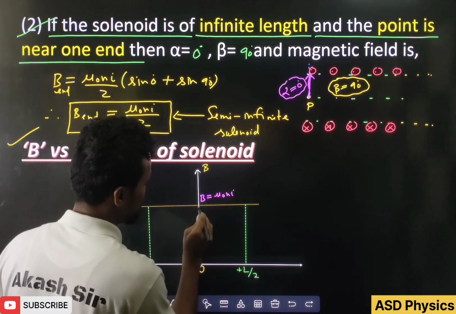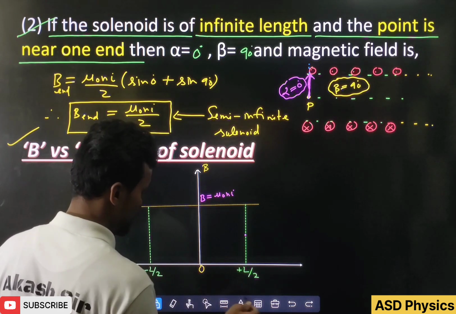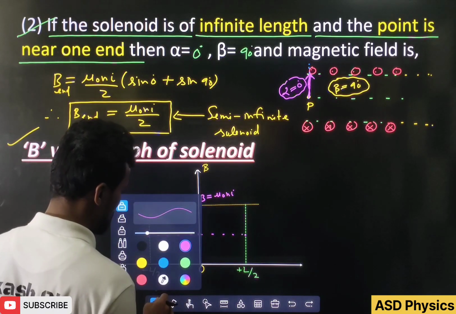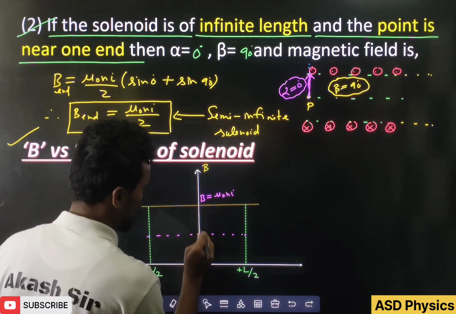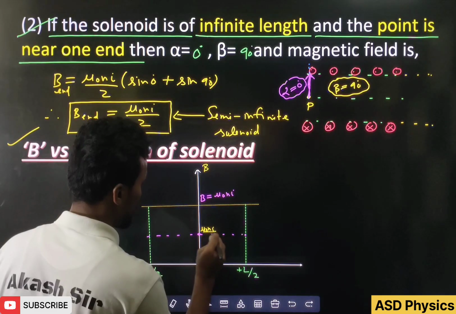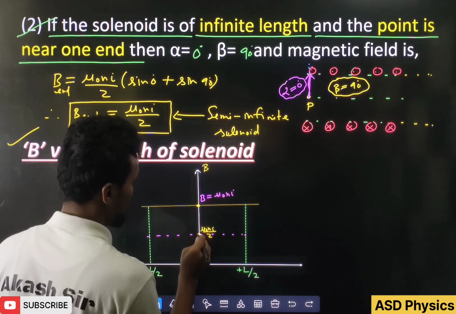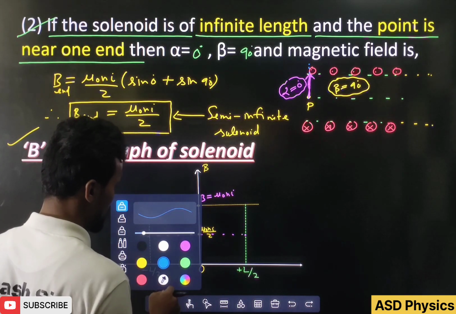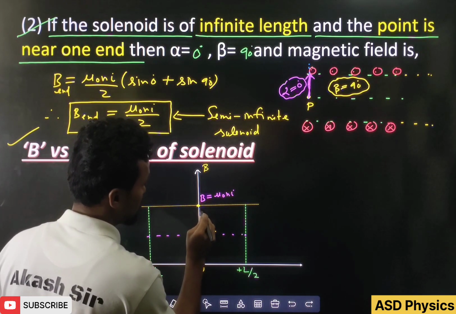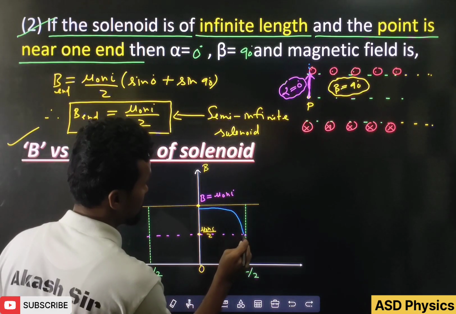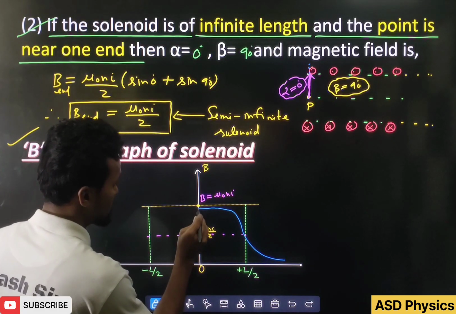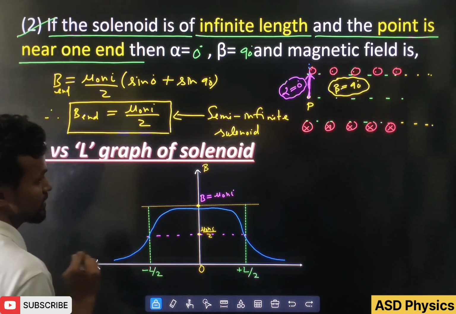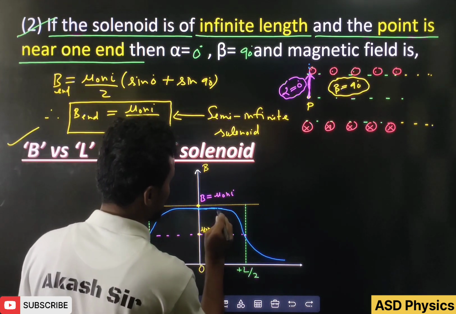At the ends the field used to be mu naught Ni by 2, and inside mu naught Ni. So if I draw the graph, it looks like this: it starts from some constant value at the end, then rises, and inside you can see a somewhat uniform magnetic field. Like this the graph used to be.